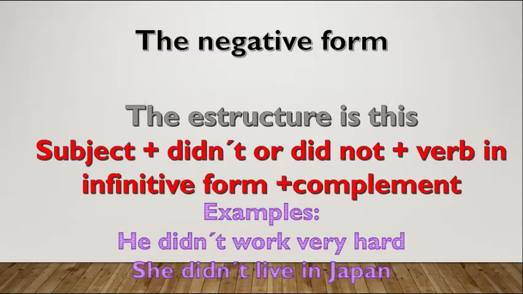The negative form is more difficult than the positive form. To form that, you have to put didn't and the verb in infinitive form. First, the structure. The structure is subject plus didn't or did not plus the verb in infinitive form plus the complement. And two examples. First, you didn't work very hard. And the second, she didn't live in Japan.